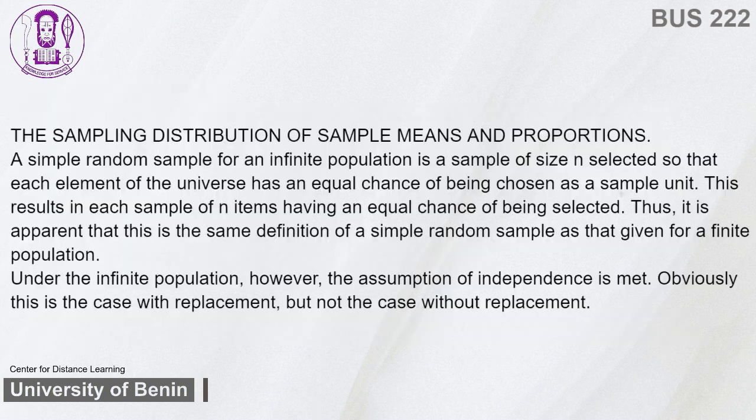The sampling distribution of sample means and proportions. A simple random sample for an infinite population is a sample of size n selected so that each element of the universe has an equal chance of being chosen as a sample unit. This results in each sample of n items having an equal chance of being selected. Thus, it is apparent that this is the same definition of a simple random sample as that given for a finite population. Under the infinite population, however, the assumption of independence is met. Obviously, this is the case with replacement, but not the case without replacement.